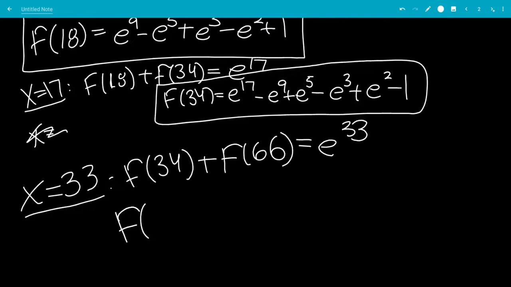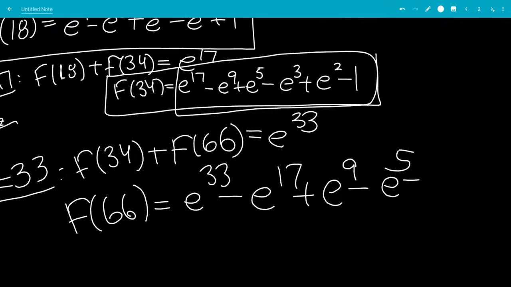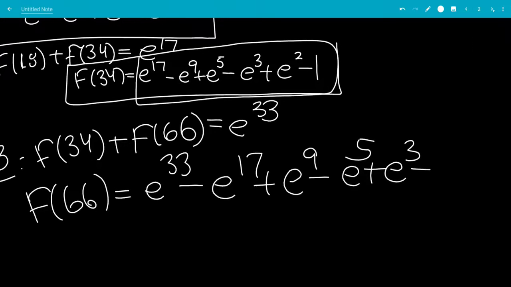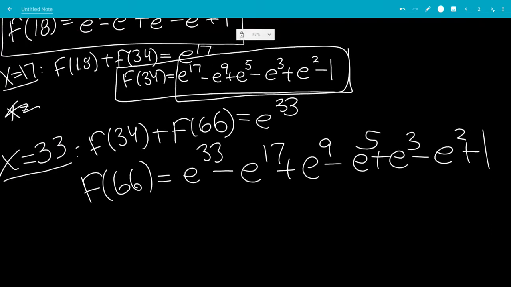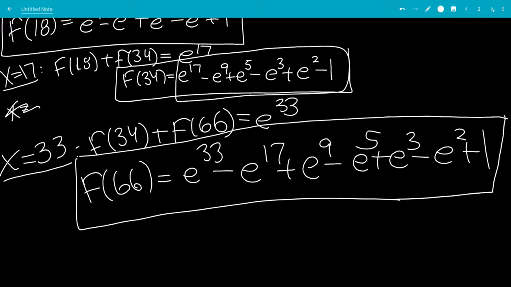Finally, subtracting f(34), you get f(66) equals e to the 33 minus the above, so that's minus e to the 17 plus e to the 9 minus e to the 5th plus e cubed minus e squared plus 1. And that is the value of f(66), and that's the end of the video.